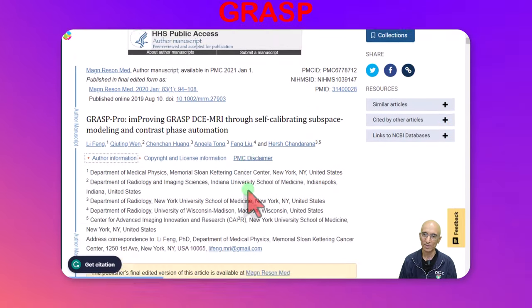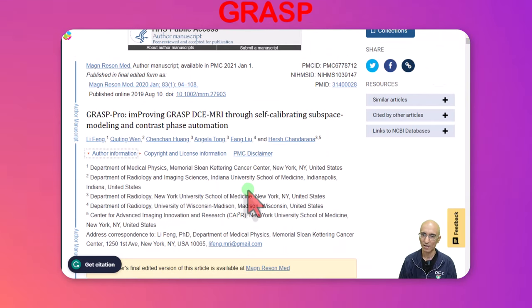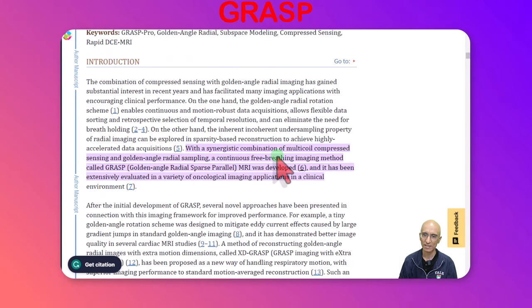This is a nice article which goes through the technique and the utility of GRASP sequence, published by Chandarana group from NYU. Essentially, in GRASP imaging, the images are obtained using multi-coil compressed sensing and golden angle radial sampling. Also, the images are acquired in continuous breathing. GRASP stands for Golden-angle Radial Sparse Parallel imaging.